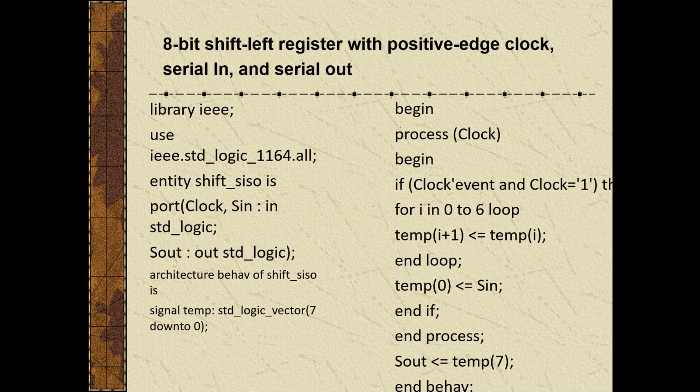The value of I is incremented by 1 and it's stored in temp I. Then whatever the temp I value is, that will be stored in temp I plus 1. Then at the end of the loop, temp 0 will be assigned as the serial input, S in, so the data will be stored there, and the process ends. The output of the shift register is the 7th bit of the temp, because they are using 0 to 7, an 8-bit register here.